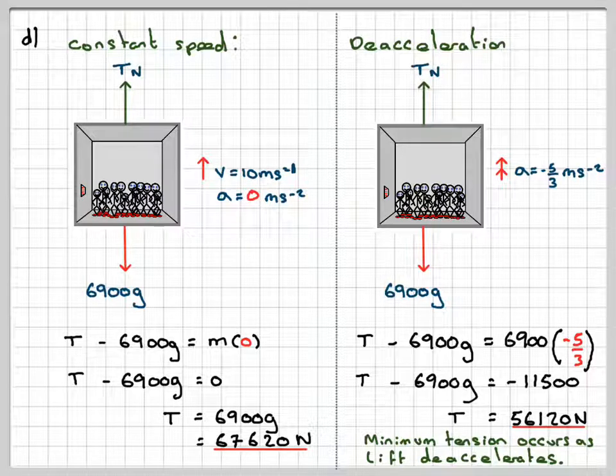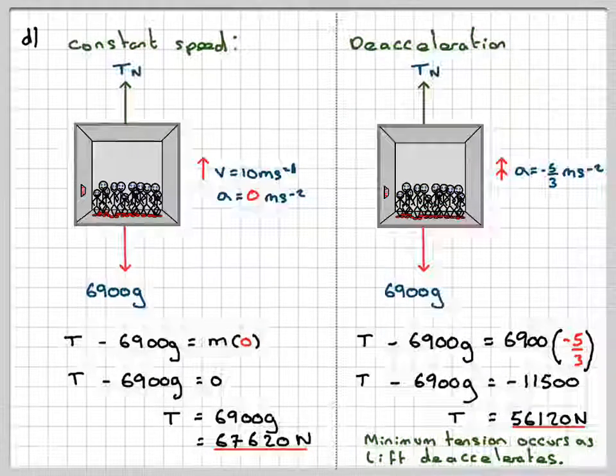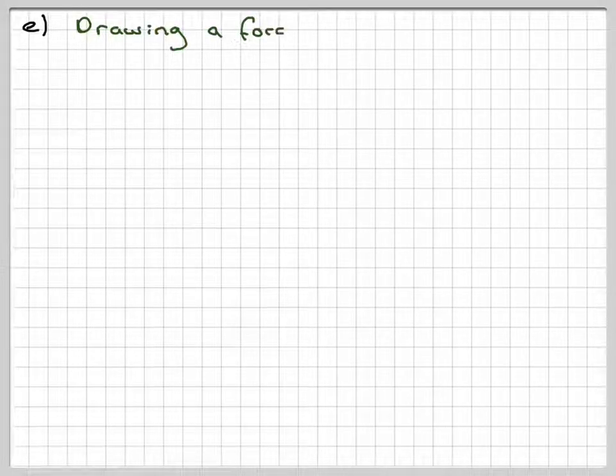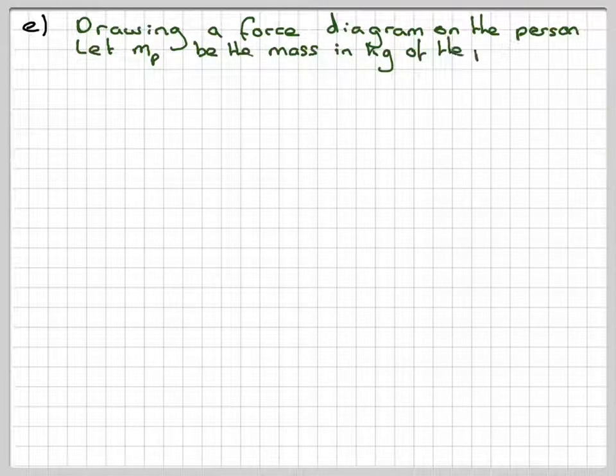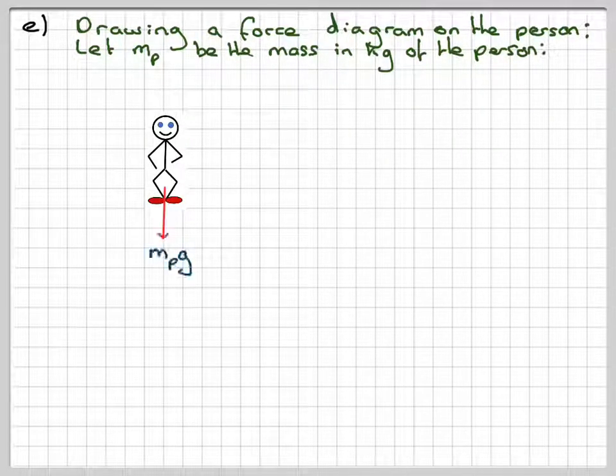should be. Right, just before the lift stops, one person experiences an upthrust of 536.8 newtons from the floor of the lift. What was the mass of the person, and what would be the upthrust as the lift initially accelerates? So now we draw force diagrams on the person. We're going to let MP be the mass in kilograms of the person. So we've got our person, we've got a weight of MP g acting downwards, and a reaction with the floor being R.